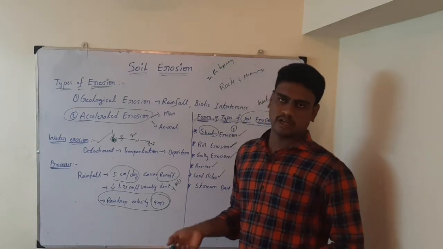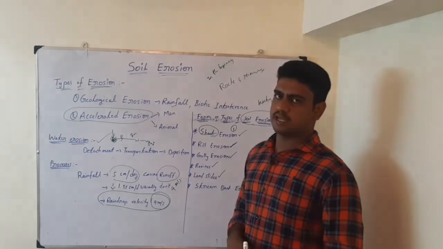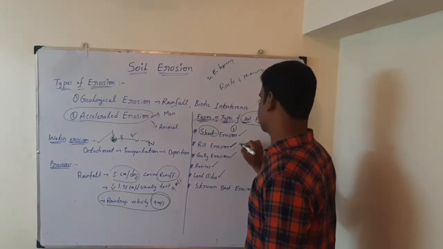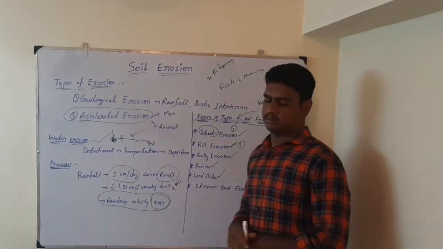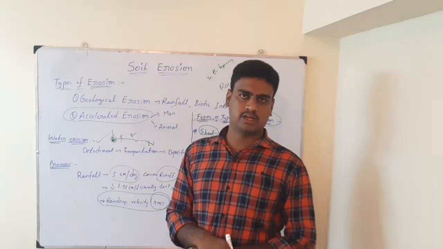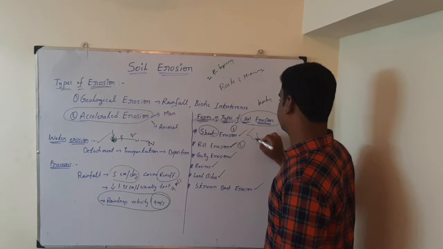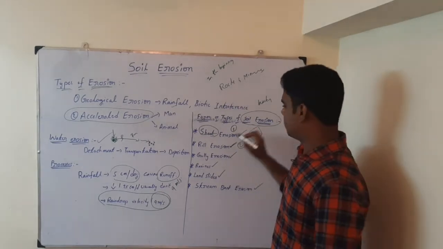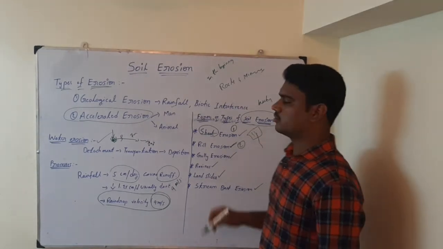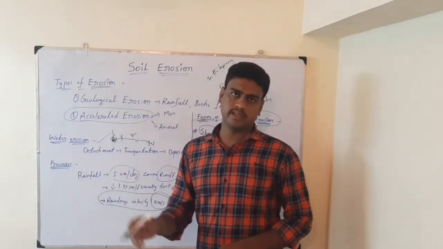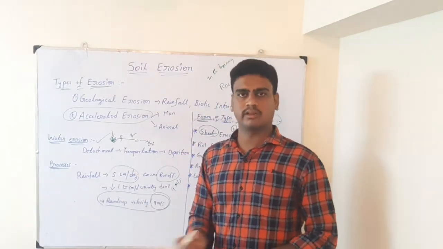If erosion is continuous and rainfall is also coming continuously, then rill erosion occurs. This is the second step of water erosion. That means small channels. If you look at the field, they look like irrigation channels. Small channels will come due to high rainfall. Along with the channel, soil also will get eroded.